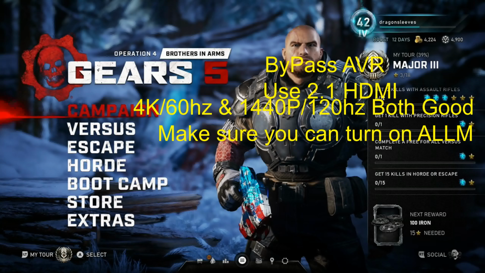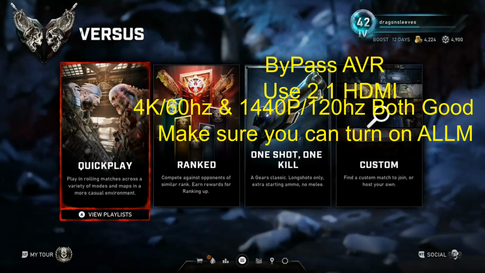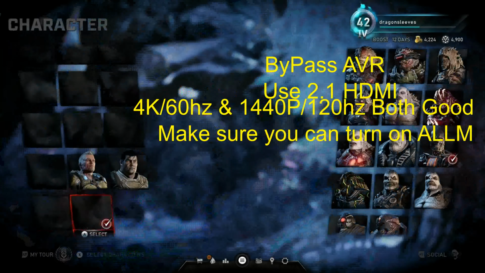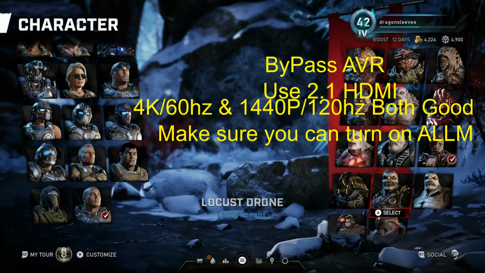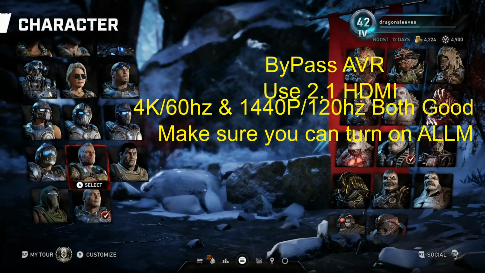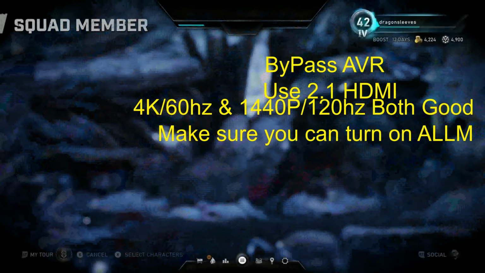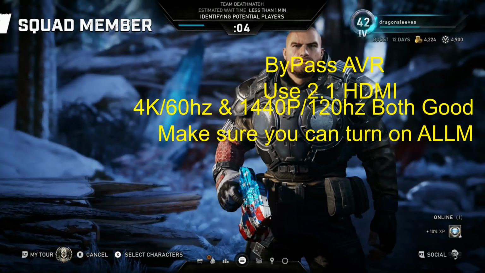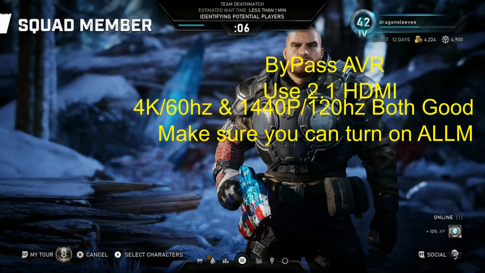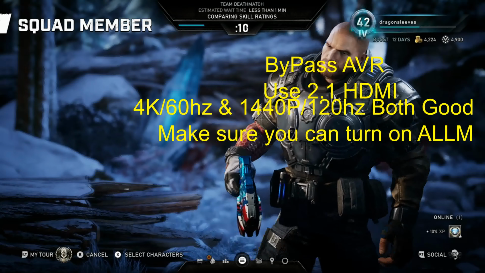And keep in mind, like I said earlier, just invest in the 2.1 HDMI, and that way you don't have to second guess if you're running properly. And until you get an 8K receiver, in the meantime, make sure you bypass your receiver so that you can run the auto low latency mode.